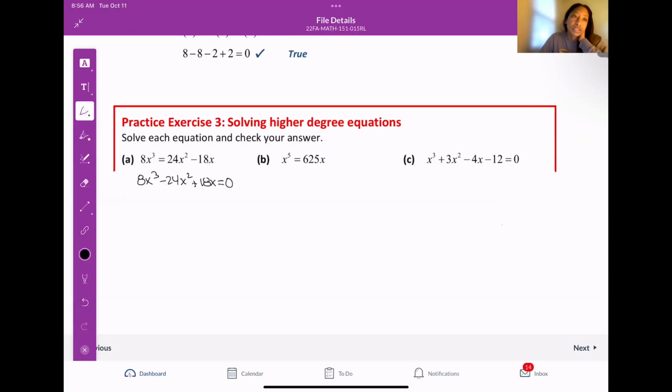And then we want to start factoring. So on the left-hand side, 8x cubed, 24x squared, and 18x all have a 2x in common that we can factor out. Is that all? Yeah, just a 2x. So if we factor out a 2x, that leaves us with 4x squared minus 12x, and then plus 9 equals 0.